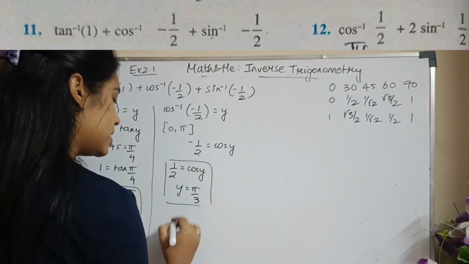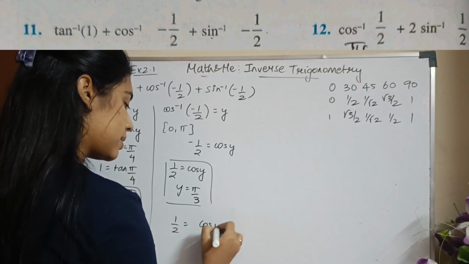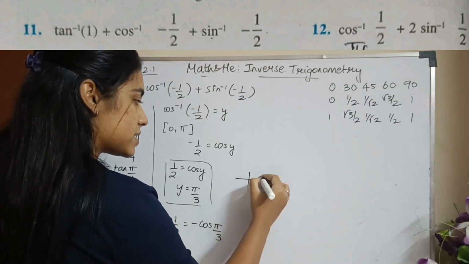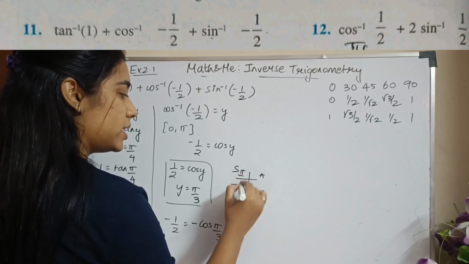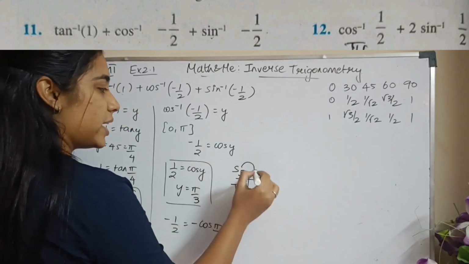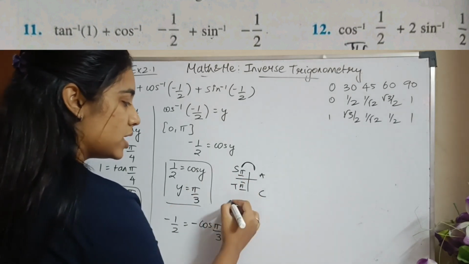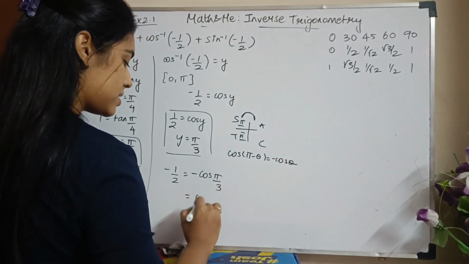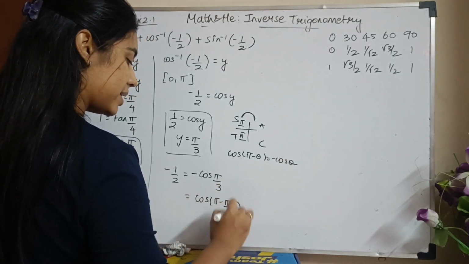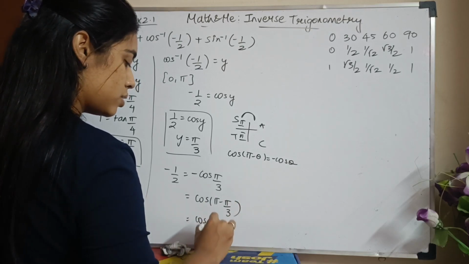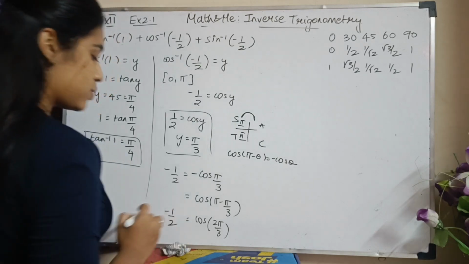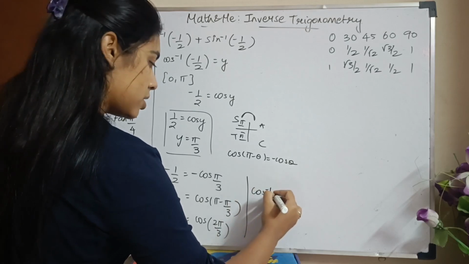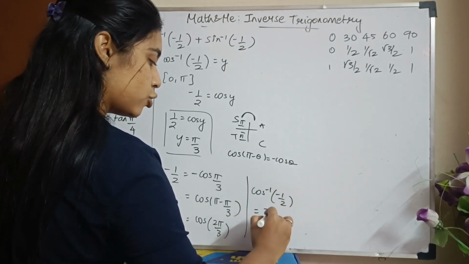So this is for calculation. 1 by 2 equals cos pi by 3. Now which quadrant is cos negative? All silver tea cups. So the second quadrant and the third quadrant. When we are dealing with 0 to pi, I have to look only at these two quadrants. So in the second quadrant, cos of pi minus theta equals minus cos theta. So I can write cos of pi minus pi by 3, which is cos of 2 pi by 3, and this will be minus 1 by 2. So cos inverse of minus 1 by 2 is 2 pi divided by 3.